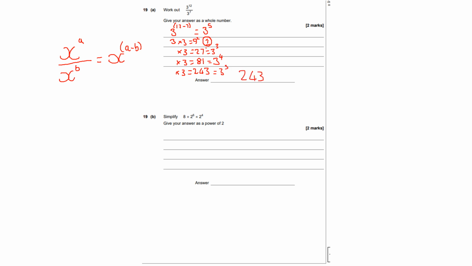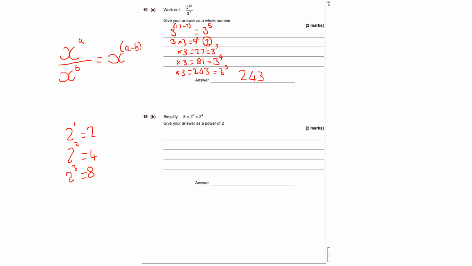So this next one says, simplify 8 times 2 to the power of 6 times 2 to the power of 4 and give your answer as a power of 2. So the first thing we need to do is convert 8 to the power of 2. So how can we write 8 as a power of 2? So 2 to the power of 1, let's just try these together. So 2 to the power of 1 equals 2. 2 to the power of 2 equals 4. And 2 to the power of 3 equals 8.